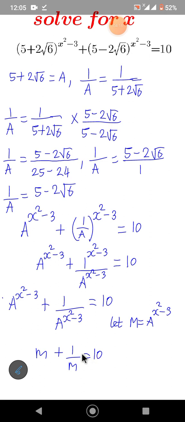Then the next thing I'm going to do is multiply every term here with m, to establish a quadratic equation. So we multiply m times m here will give us m squared. m times 1 over m will give me plus 1. So put 1 here. Then equal to m times 10 will give me 10m. Now from here I'm going to rearrange this to get my quadratic equation. So here will become m squared minus 10m plus 1 equal to 0.